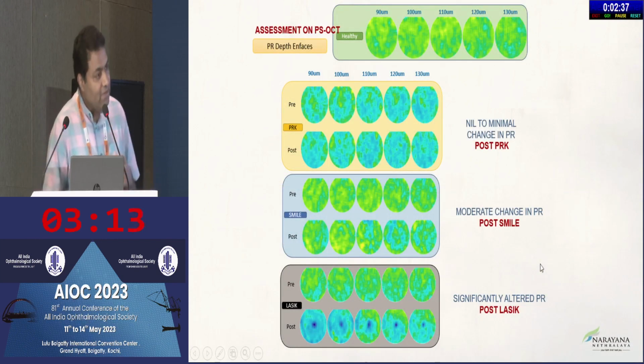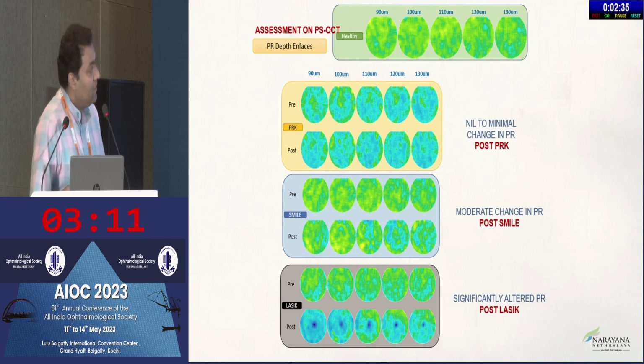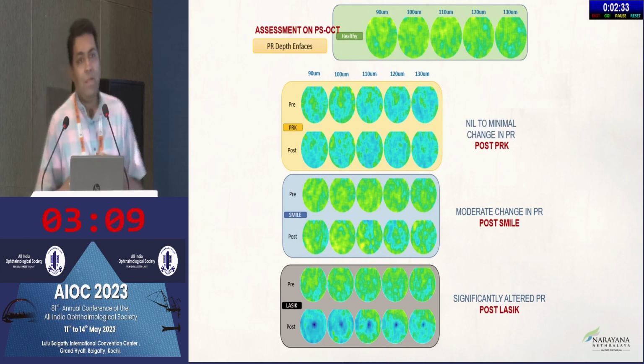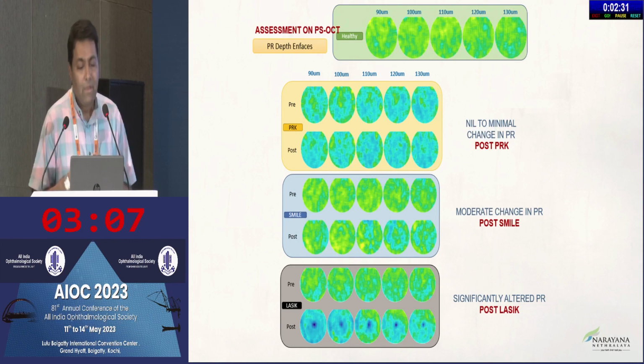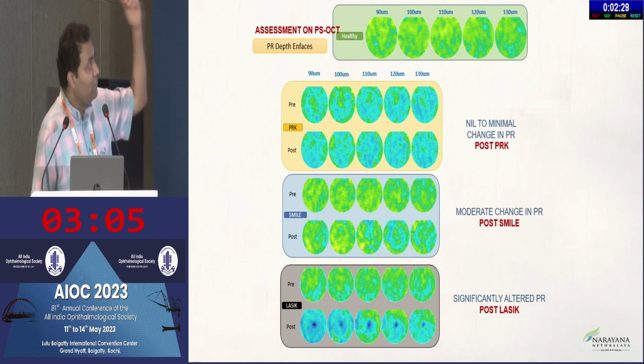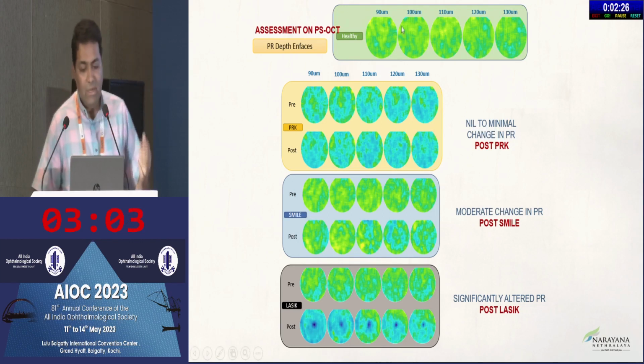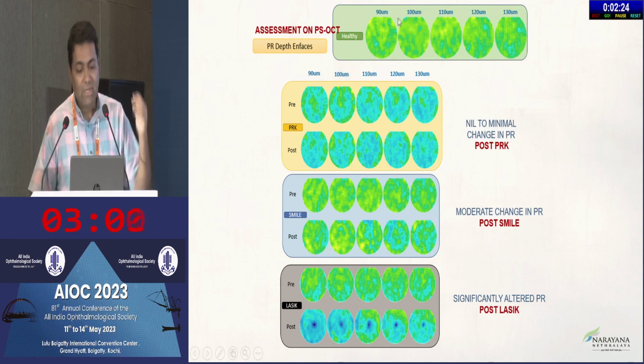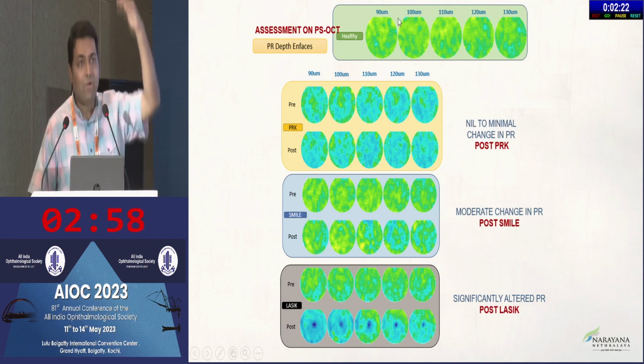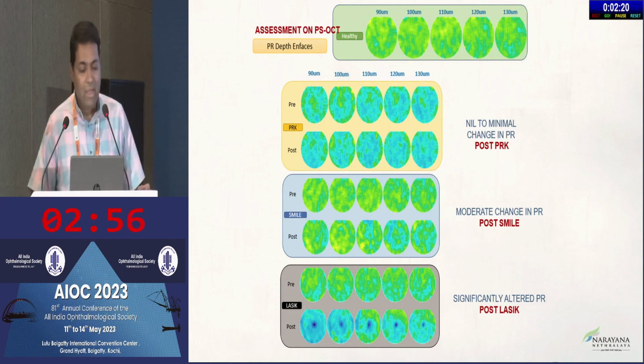And a very interesting feature here is that we can start looking now at different layers. That means you start at 90 microns, 100 microns. Your collagen imaging can be at every layer. You can just go down to around 220 to 330 microns. And this is very interesting. You can just see the SMILE and the PRK case, the pre-op and post-op.